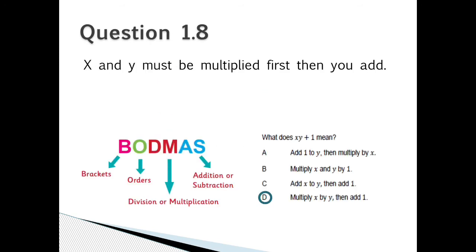It is very important to know your BODMAS rules. So it's brackets first, then orders, then division or multiplication, and then addition or subtraction. In the question, x and y must be multiplied first and then you add. So the correct answer is D.